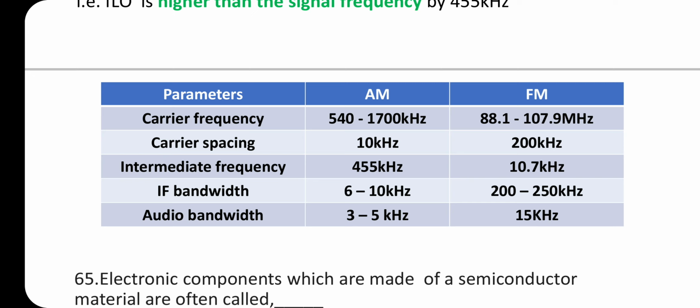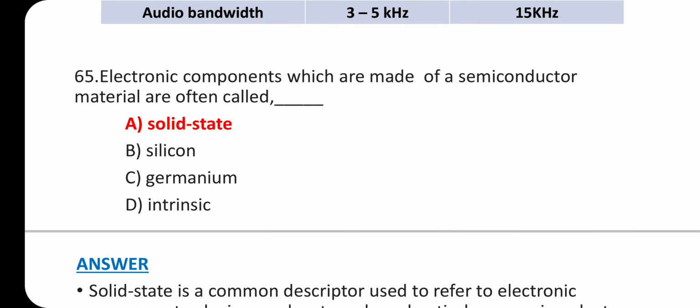IF bandwidth for AM is 6 to 10 kHz. For FM it is 200 to 250 kHz. Audio bandwidth for AM is 3 to 5 kHz. For FM it is 15 kHz.